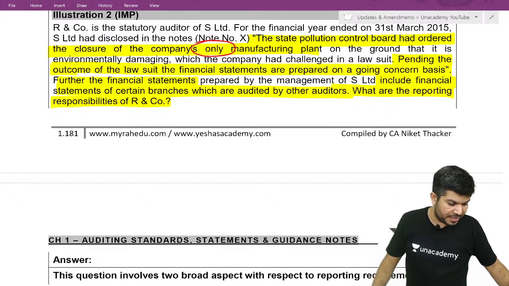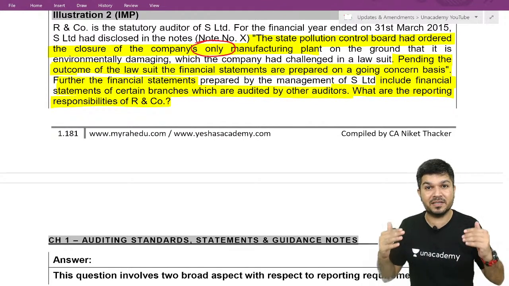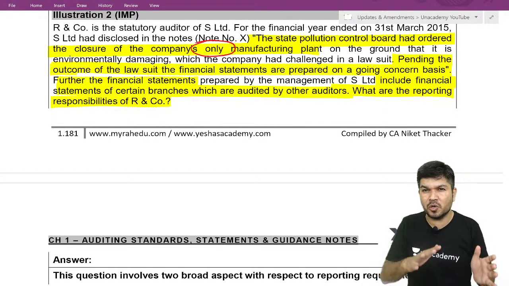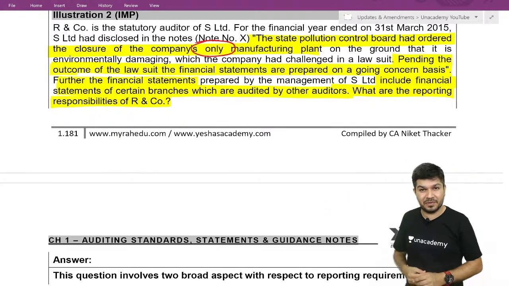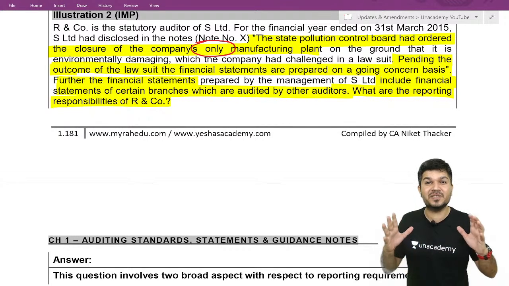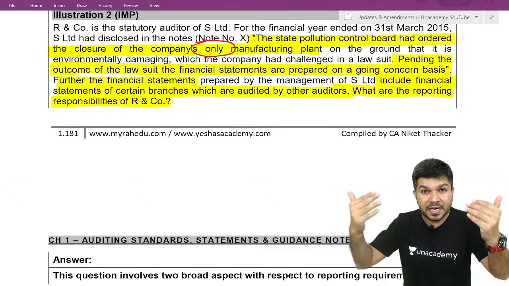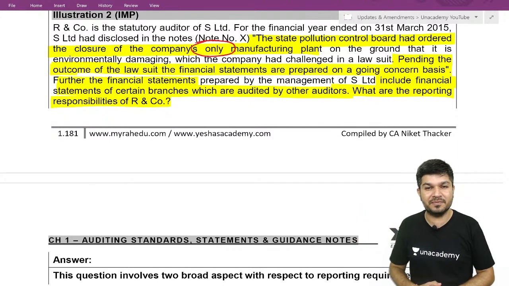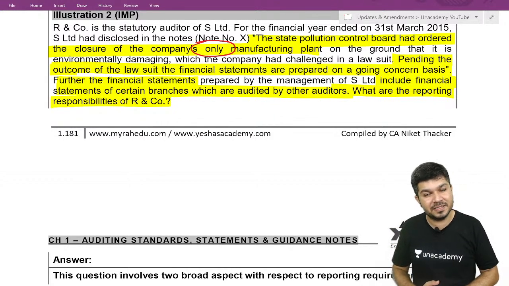Now, Prem has quoted over here, sir, SA 706. SA 706 is emphasis of matter, other matter para. Whenever I draw attention to something which is already there in the financial statement, we call it an emphasis of matter para. It's already there in the financial statement, we are drawing attention.